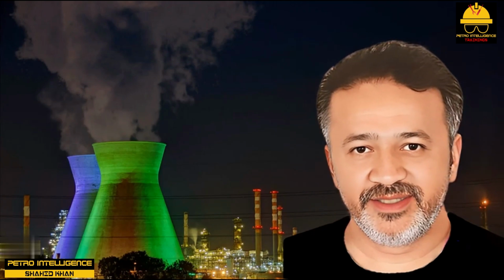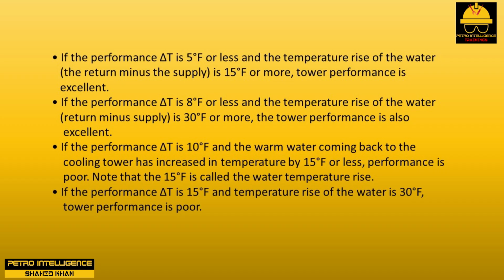Calculate the performance delta T. This is the difference between the water leaving the tower and the wet bulb temperature. You can judge the performance of the cooling tower as follows. If the performance delta T is 5 degrees Fahrenheit or less and the temperature rise of the water, the return minus the supply, is 15 degrees Fahrenheit or more, tower performance is excellent. If the performance delta T is 8 degrees Fahrenheit or less and the temperature rise of the water, return minus supply, is 30 degrees Fahrenheit or more, the tower performance is also excellent.